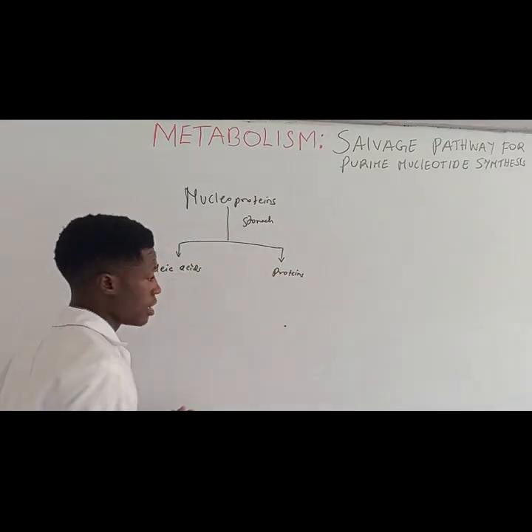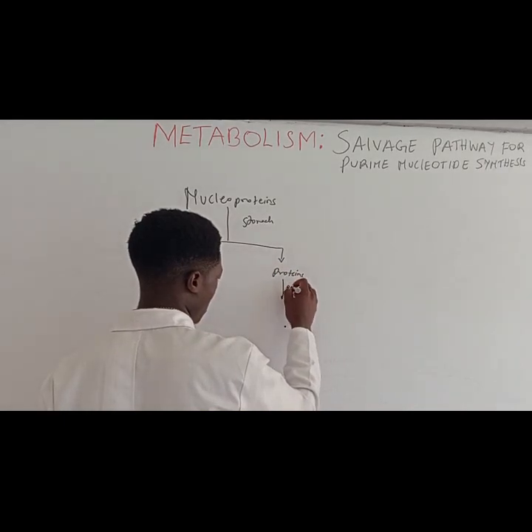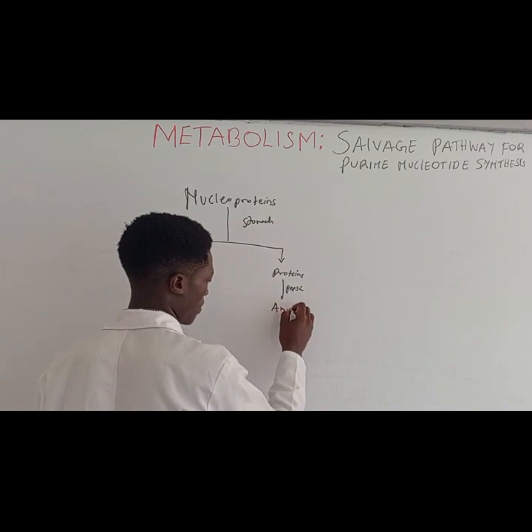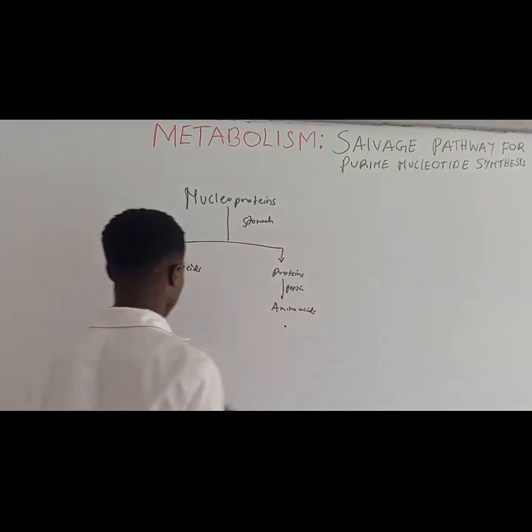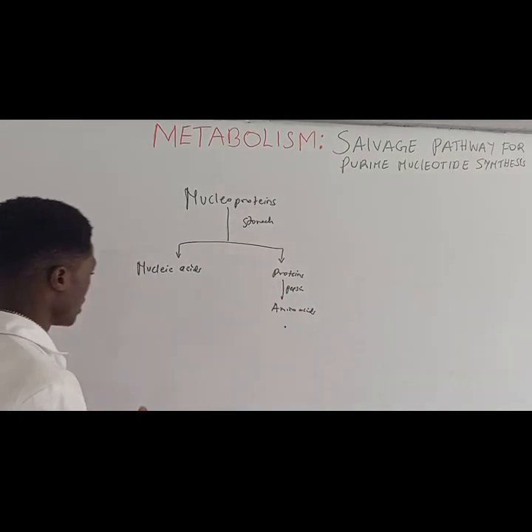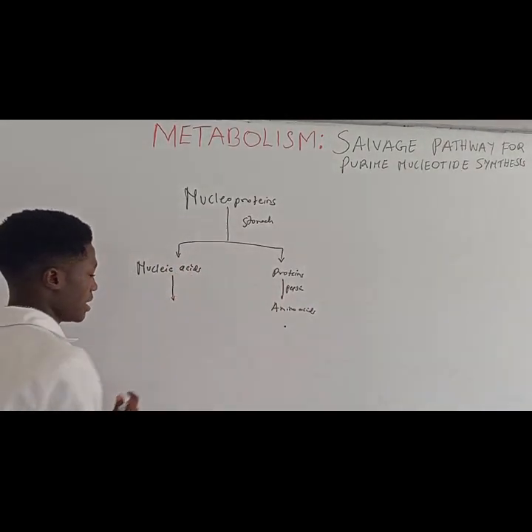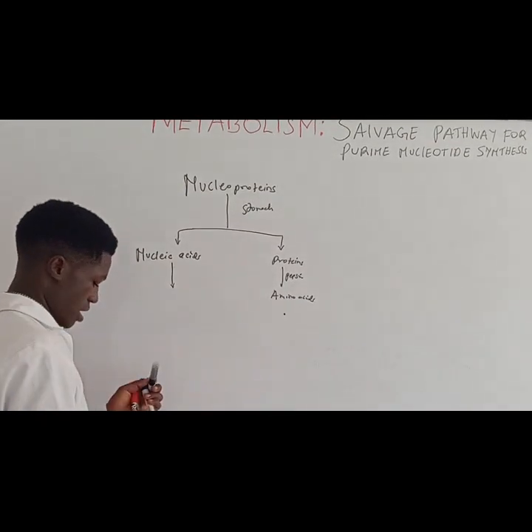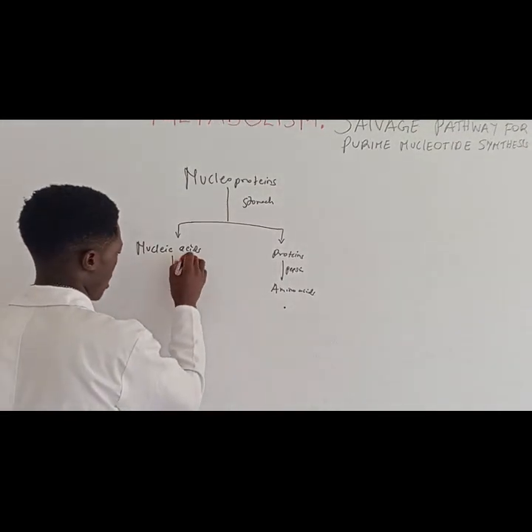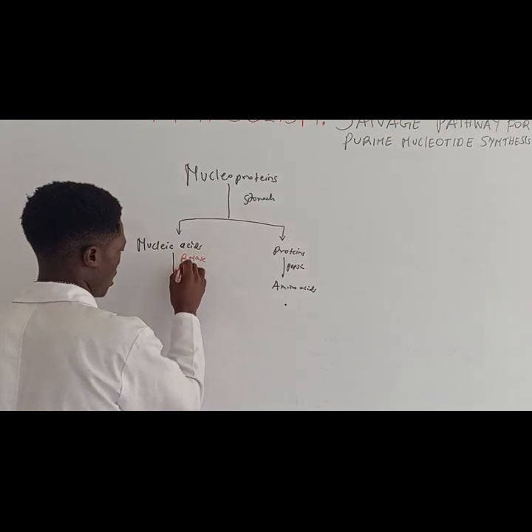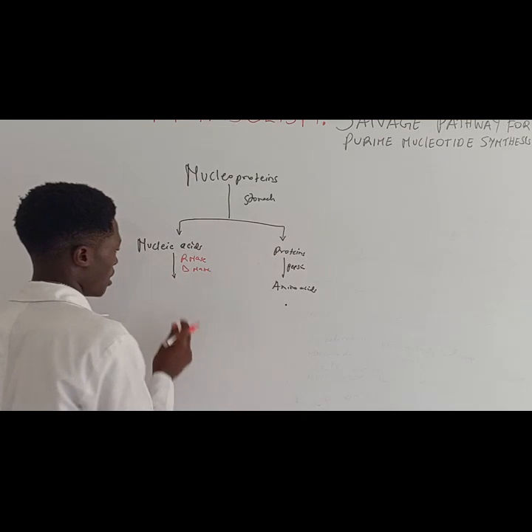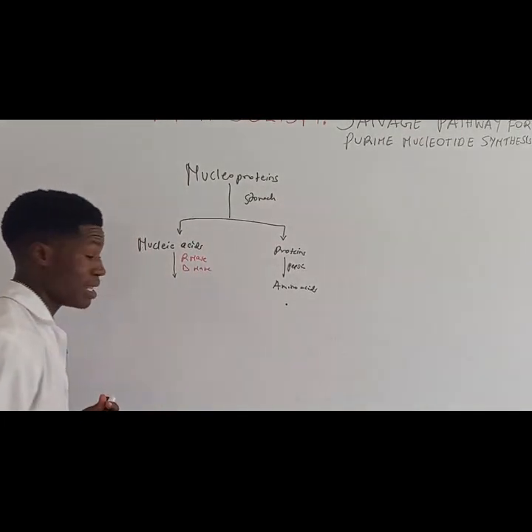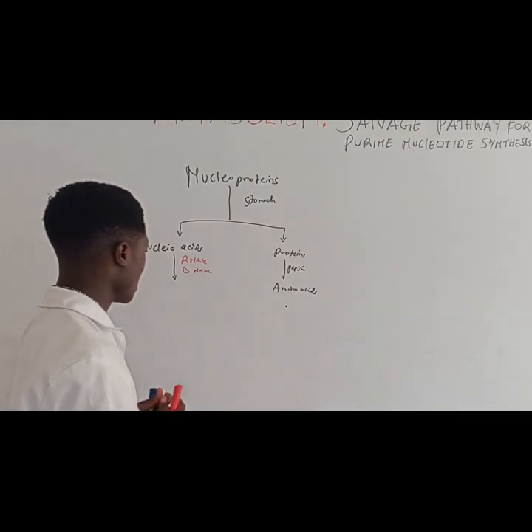Proteins, of course, can be acted upon by enzymes such as pepsin. Then they can be broken down into individual amino acids. Now, for the nucleic acids, these can be acted upon by enzymes such as the ribonuclease and the deoxyribonuclease, or you can just denote them as RNase and DNase. Now, these particular enzymes are produced by the pancreas.